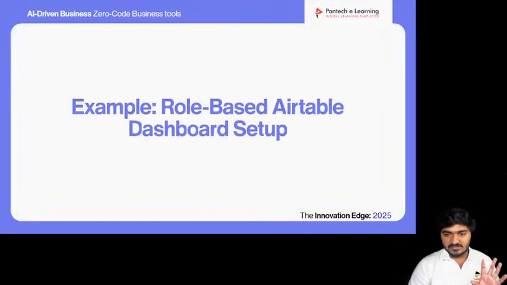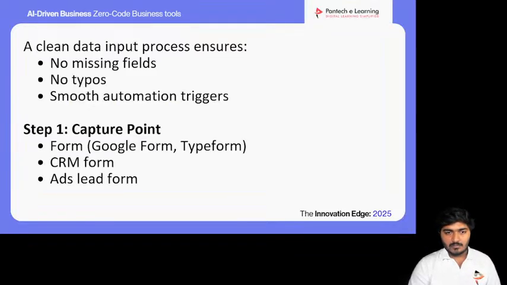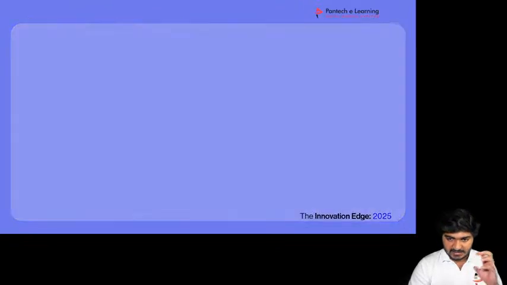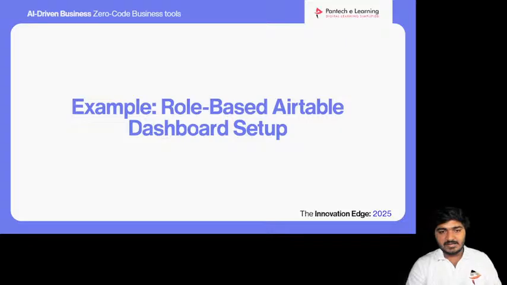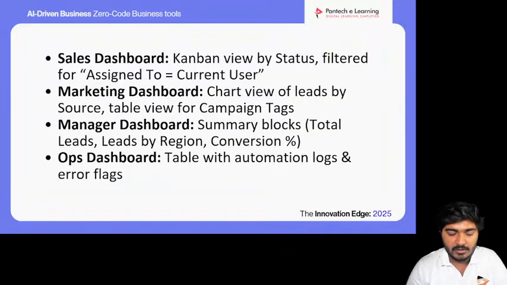So those are all the 5 steps in the data input process, how the data has to be gathered and how it is to be inserted. Lastly, an example: role-based Airtable dashboard setup. So how to create a dashboard based on roles.